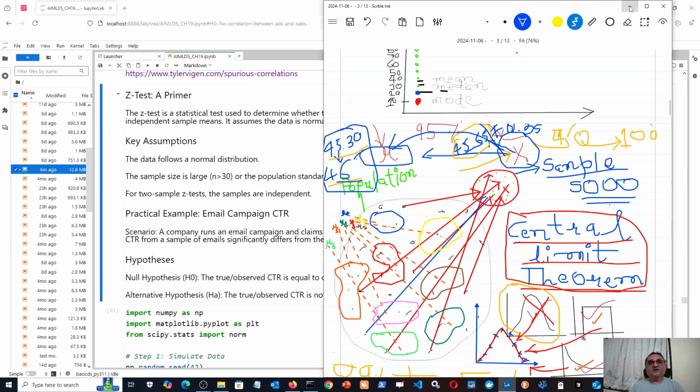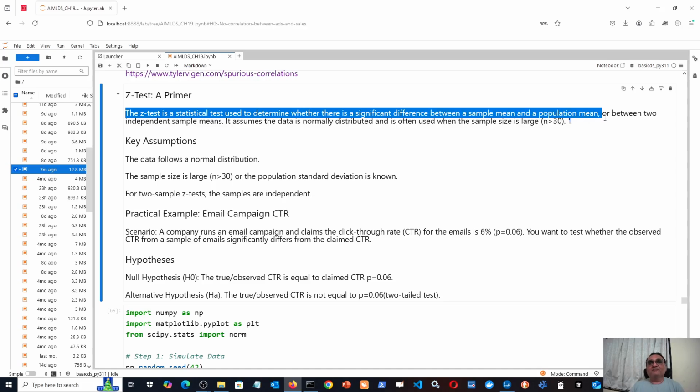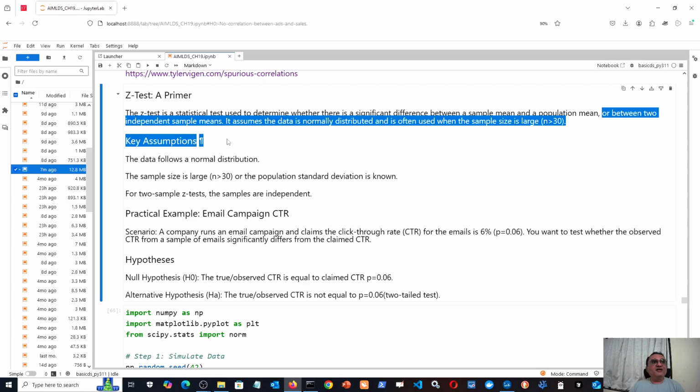So the question is, how can I say with that certainty, for which I have to do some statistical test, and one of the statistical tests which is done to decide if my sample mean is sufficiently accurately representing the population mean or not, that is called Z test. Okay, now you read this statement and it becomes very easy to understand that the Z test is a statistical test used to determine whether there is a significant difference between the sample mean and population mean, or it may not be mean but sample standard deviation and population standard deviation, or whatever other parameter, or between two independent sample means.